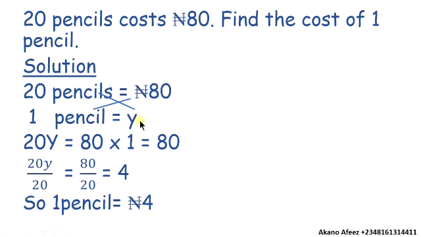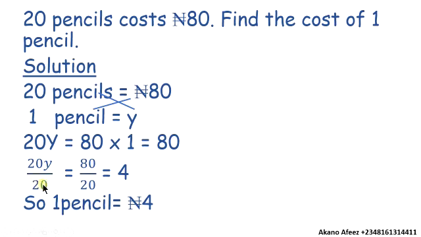So we have to cross multiply. 20 times y, that is 20y, equals 80 times 1. 80 times 1 gives us 80. So now we have 20y equals 80. Divide both sides by the coefficient of y. What is the coefficient of y here? 20. So 20y divided by 20, 80 divided by 20.